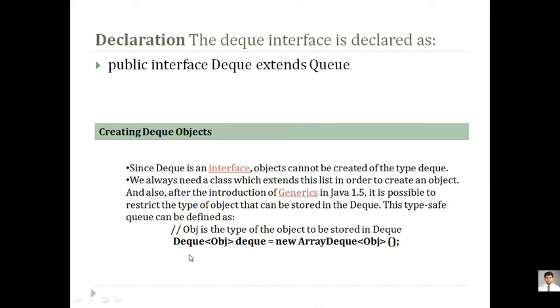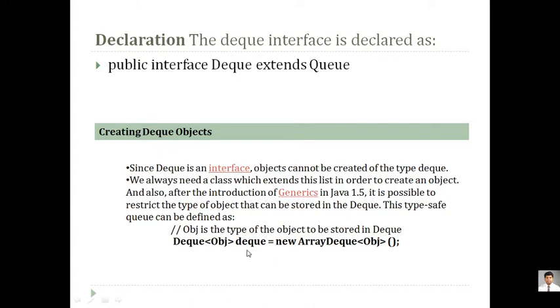Now, how to create one is again a big question for us. As we know, this is a Deque, and Deque is in itself an interface, so you cannot instantiate it directly. As far as Deque is concerned, it is a public interface Deque, which extends Queue. So Deque itself is nothing but an extension of Queue. So Deque is an interface.